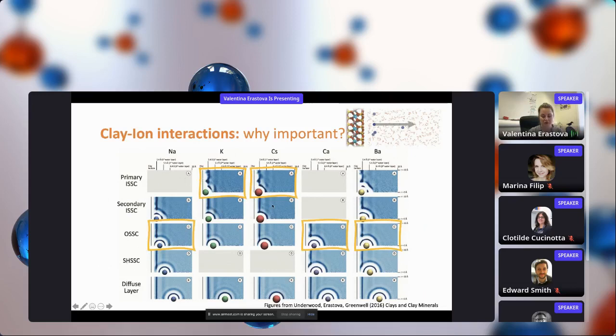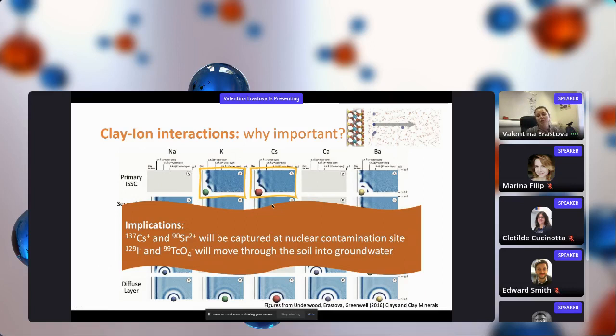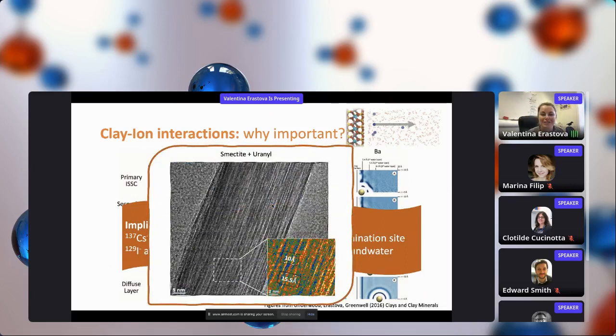So here are the surfaces on the left, and what is the hydration shell around it. The implication from a study like this would be that the ions will be captured or allowed to move through with the soil groundwater. And this is just an example of a smectite holding uranyl ions, the radioactive ones, in its layers and how it swells. So we do have documented parts to this study as well.